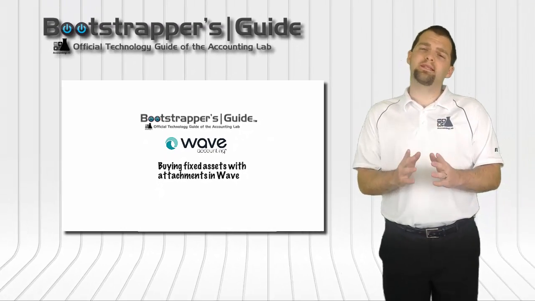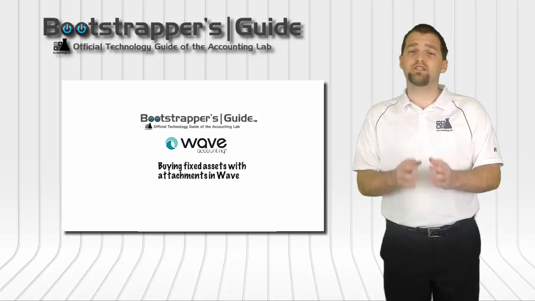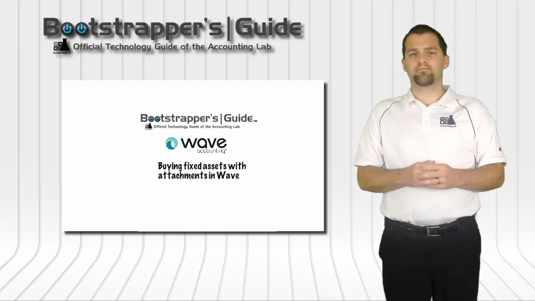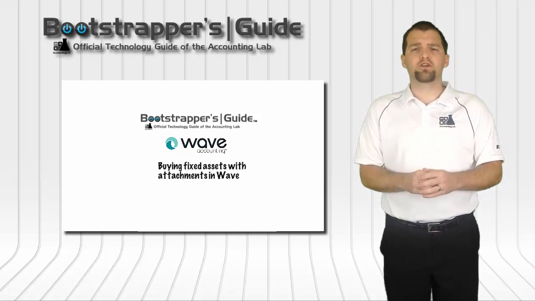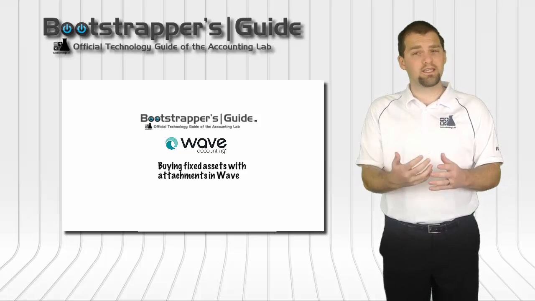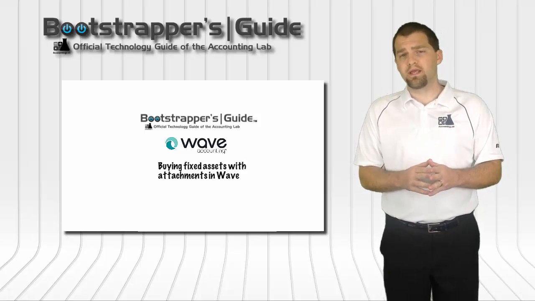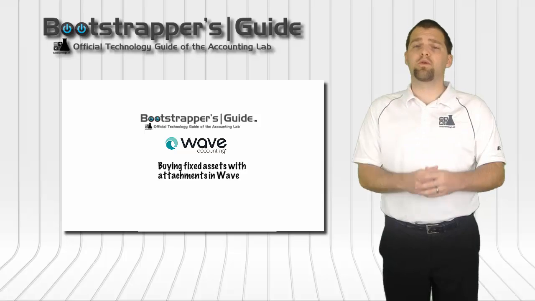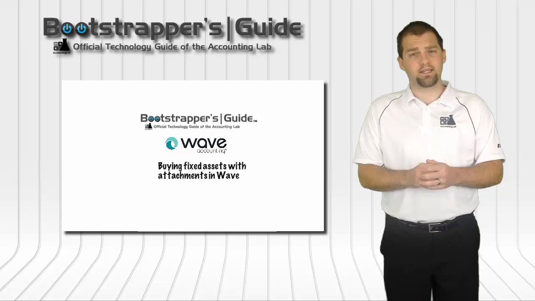I'm Tori Norman, and today we're going to be back in Wave Accounting talking about how to purchase fixed assets using the Receipts module. If you're unfamiliar with the Receipts function inside of Wave Accounting, it allows you to take a picture of a receipt with your smartphone or take an image or PDF file from your computer and upload it into Wave Accounting as a record attached to that expense.